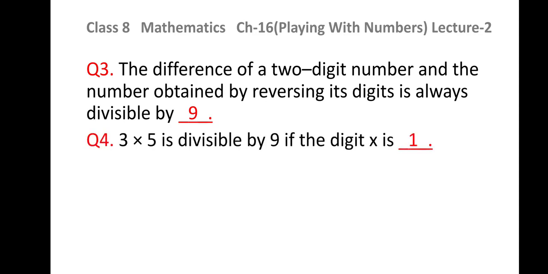Coming to fourth question, 3x5 is divisible by 9 if the digit x is dash. Dear children, this question can be a test of divisibility by 9, or it can be done by hit and trial method also. Though you must have studied the test of divisibility in your previous class, here you have not studied it till now. So in this question, you are supposed to put random values of x so that the complete number is divisible by 9. So if the digit x is equal to 1, then 315 will be divisible by 9. So the digit x is 1.